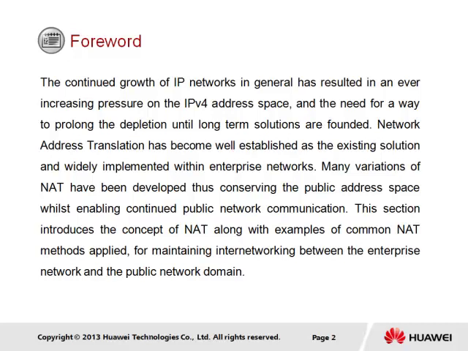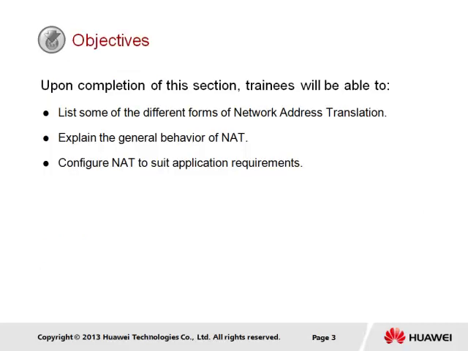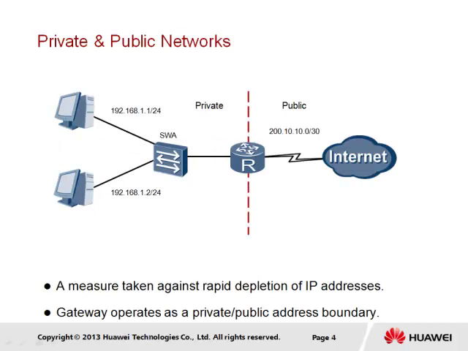This section introduces the concept of NAT along with examples of common NAT methods applied for maintaining internetworking between the enterprise network and the public network domain. So upon completion of this section, it is generally expected that trainees will be able to list some of the different forms of network address translation, explain the general behavior of NAT, as well as configure NAT to suit application requirements.